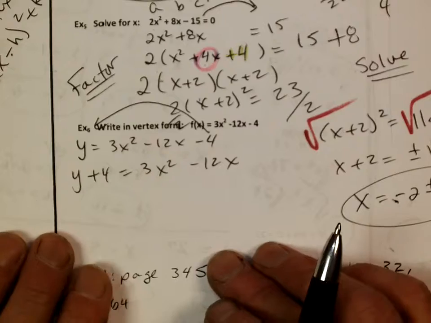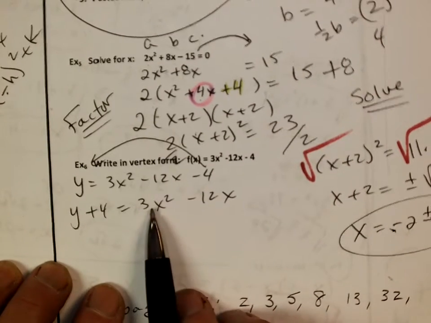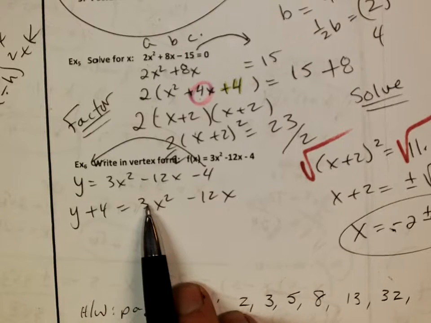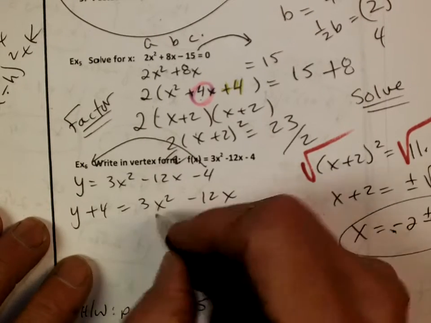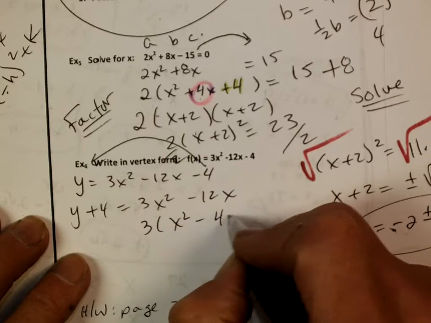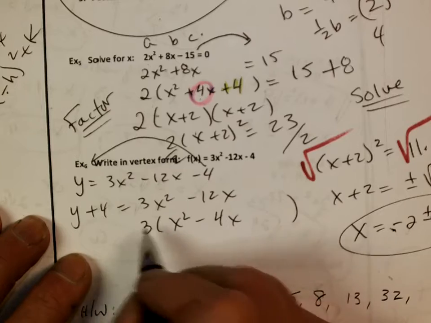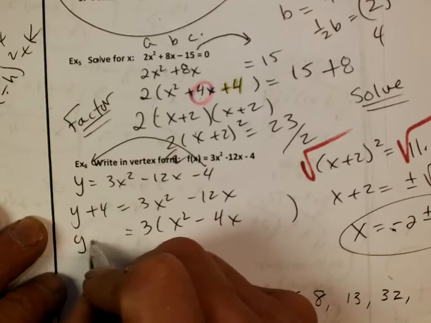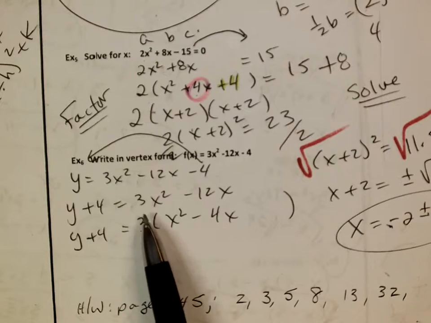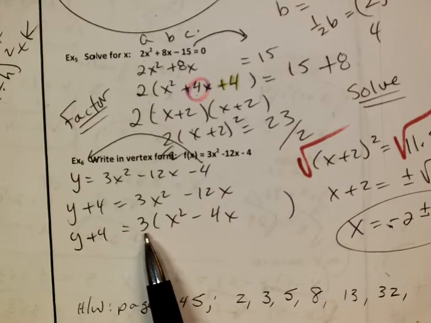Step 2, common factor out. If there is no number here, you don't have to do step 2. Some of the problems are that way, and then you don't have to do step 2. But in this case, you're going to take out the 3, and we'll do an x squared minus 4x, and leave a space right there. So step 2 was to common factor out the 3. I took out the 3, which gave me an x squared minus 4x.